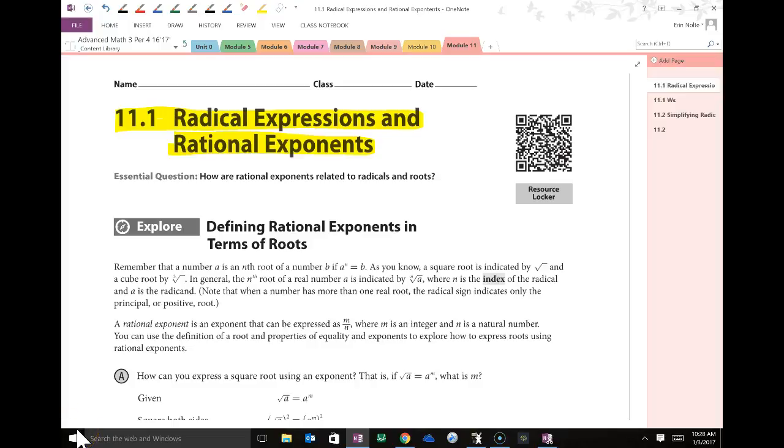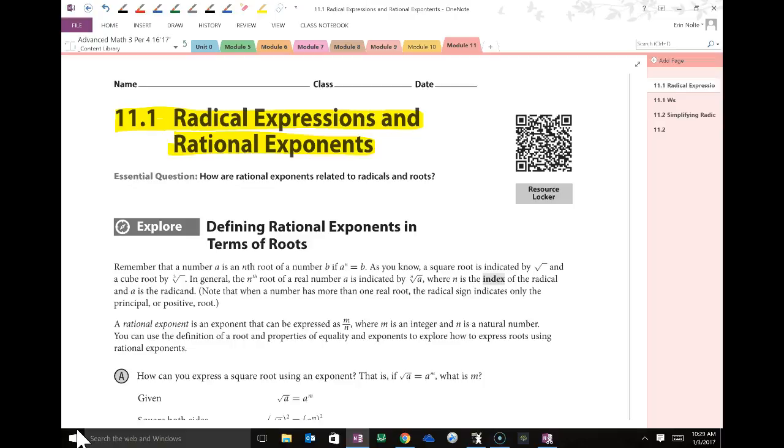So 11.1 is called Radical Expressions and Rational Exponents. What we're going to be working with is simplifying radicals and simplifying rational exponents. First of all, what are the meanings of those words? If you see the word radical in math, what does that mean? What's a radical?